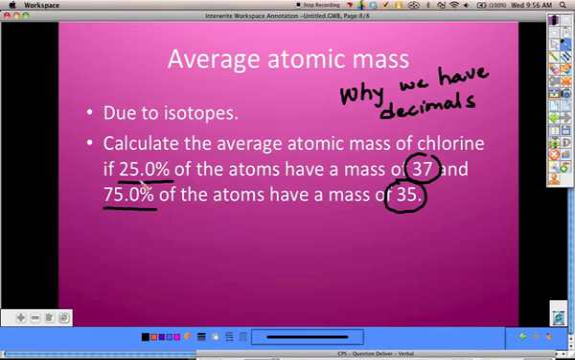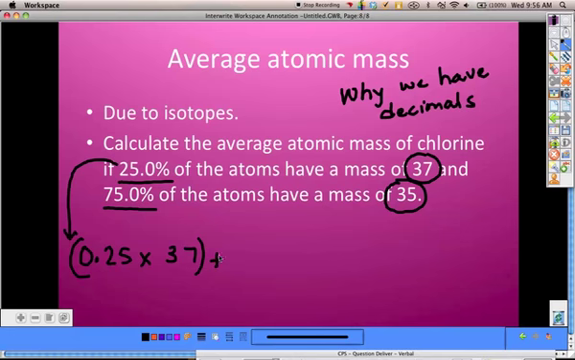So I'm going to convert this percentage to a decimal, which is 0.25. And that's going to be multiplied by the number that I have for the mass, which is 37 here. So 25% of this isotope is 37. And it's chlorine, so that means I have 17 protons and 20 neutrons in this one. And then I add that to my other one.